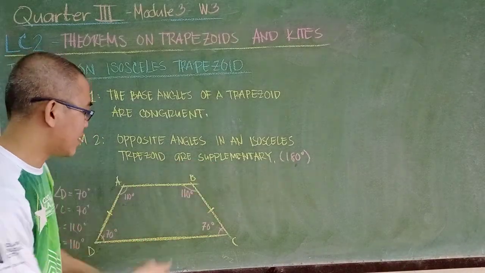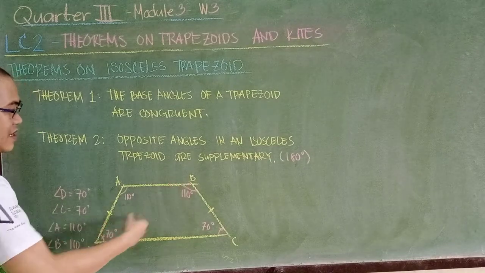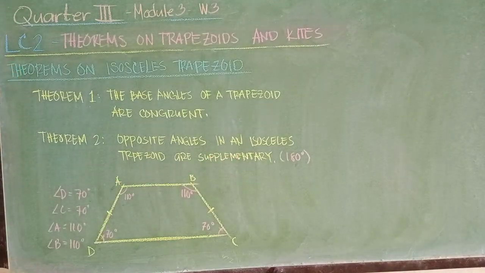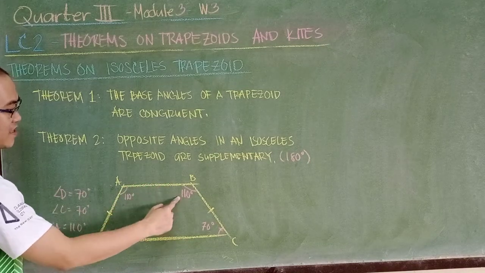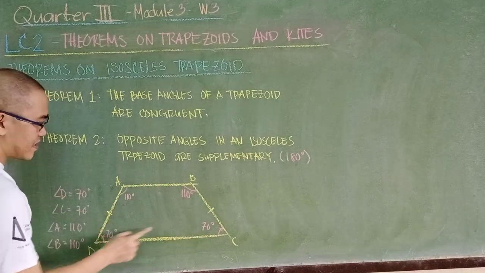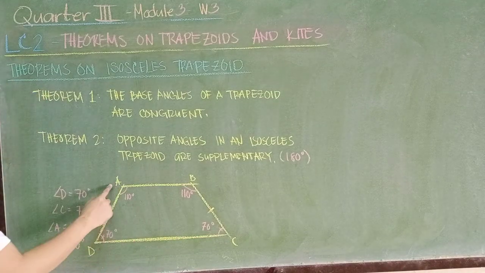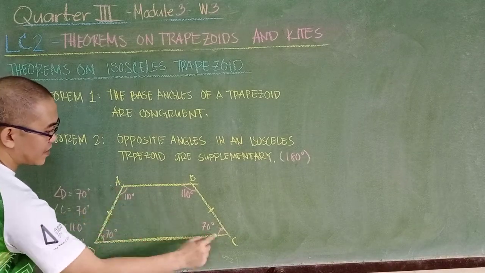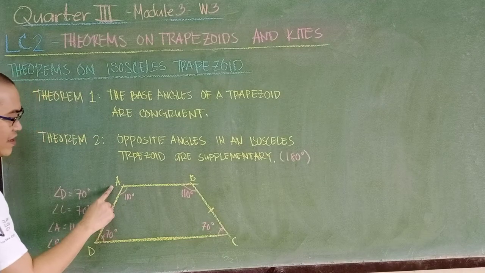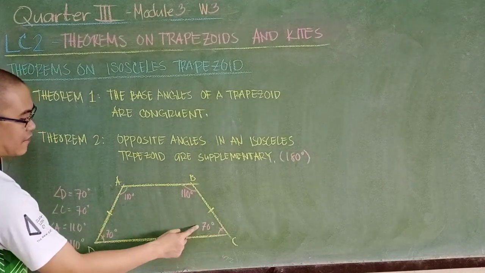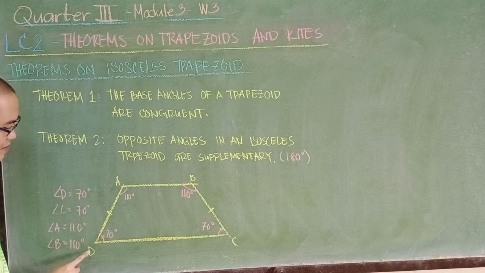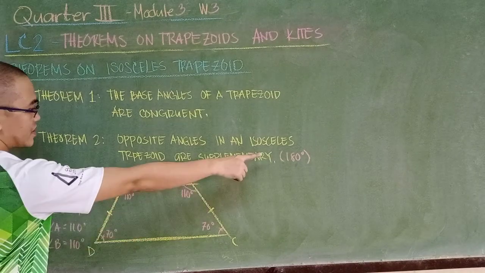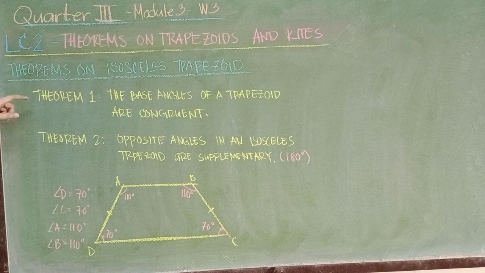Again, yung mga opposite lang ang titignan natin para maging supplementary. So kung titignan mo, yung angle A, angle B, parehas nga sila ng sukat. Yung angle D and angle C, parehas nga sila ng sukat. And then, yung opposite angles, pag pinag-add, equal sa 180. So, angle A is 110, angle C is 70. Pag pinag-add, it's 180. Yung angle B is 110, yung angle D is 70. So, pag pinag-add, equal sa 180. So, that's theorem number 1 and theorem number 2.